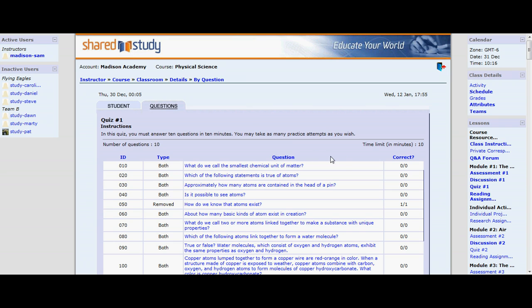Now we can see, when we look at the list of questions, that firstly, this question has been removed, so no other students will see this question when they take a quiz attempt. And the student who answered this question received credit for it. It's marked correct, even though the student selected the wrong answer.